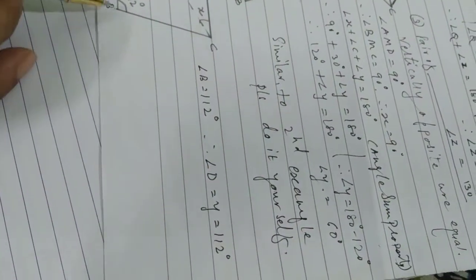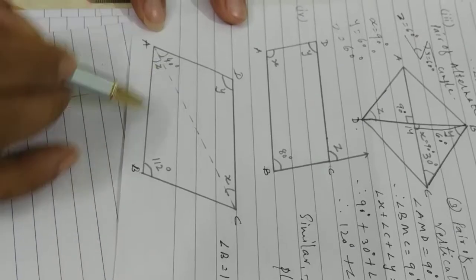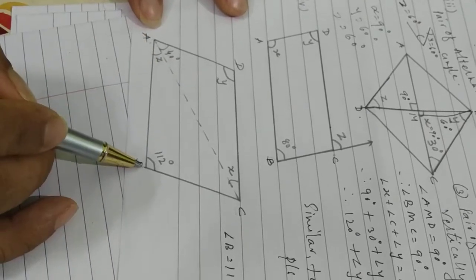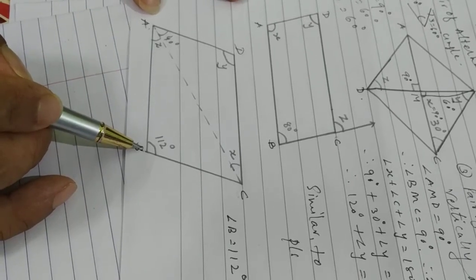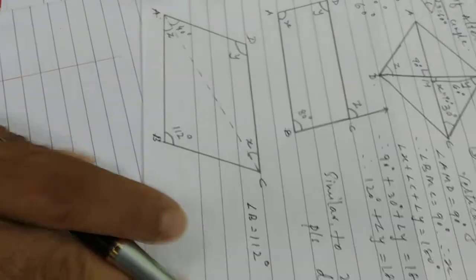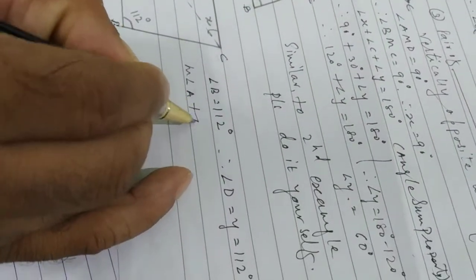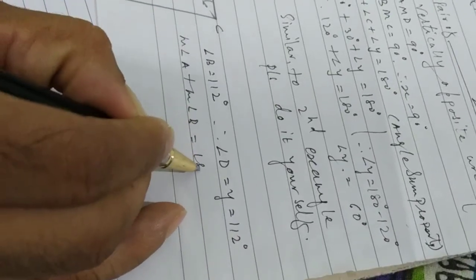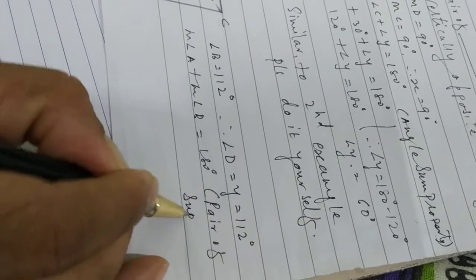Now measure angle A plus measure angle B is equal to how many? 180, right? Because why? It's a pair of supplementary. Measure angle A plus measure angle B is equal to 180. Why? Pair of supplementary.